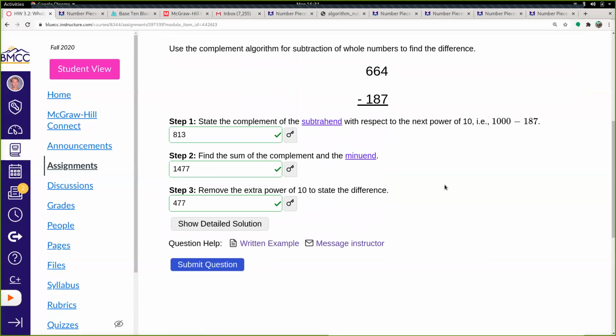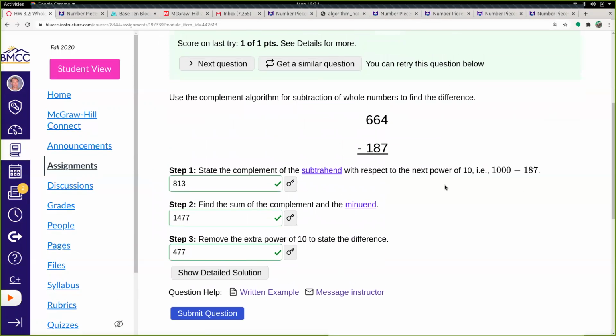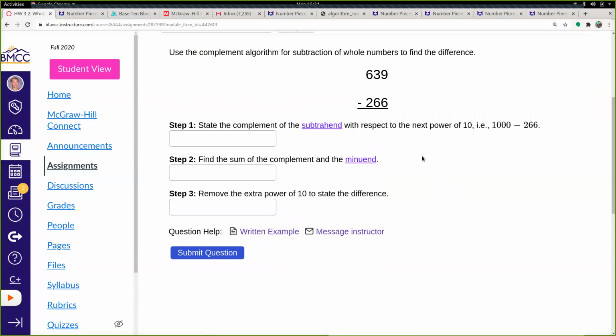Just some terminology that goes along with this. We haven't talked about that, but it's in the book. When you subtract, you have a minuend and you have a subtrahend, okay? So in this case, the subtrahend is the 266, the minuend is the 639, and when you point to them, they tell you what they are, if you weren't sure what those phrases meant.